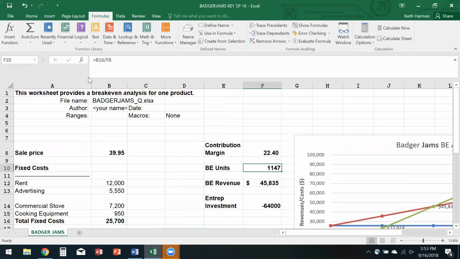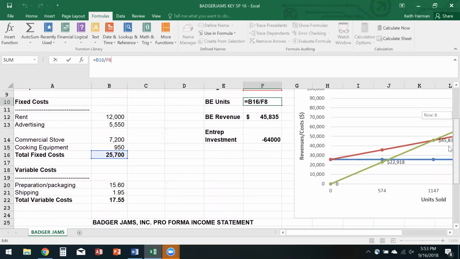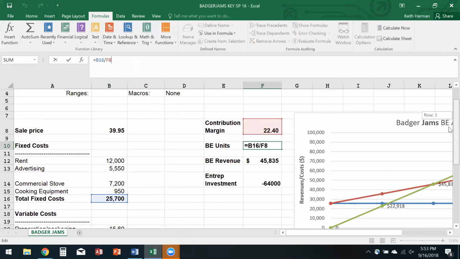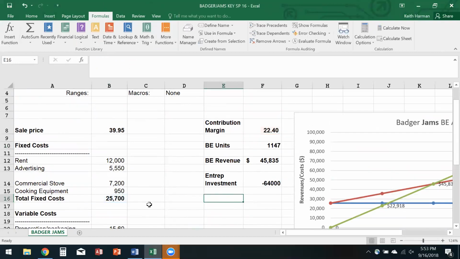Now the break-even units, let's look at this for a moment. The break-even units is B16 divided by F8. That just doesn't really mean too much to us, okay? So what we're going to do is B16, all right, is the total fixed cost divided by F8, and F8 is the contribution margin. So we're going to come over here, and instead of using just these cell references, we're going to use the names of these variables that we put here, so we're using a formula.